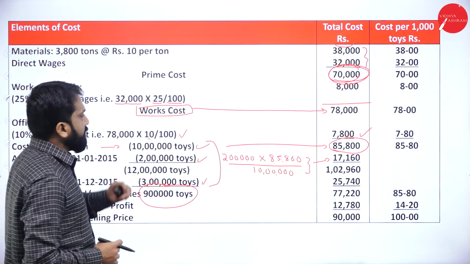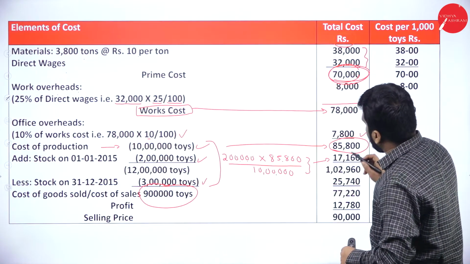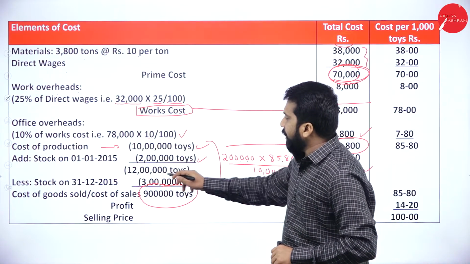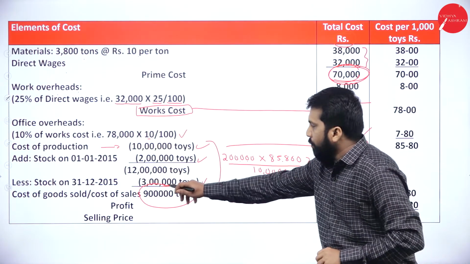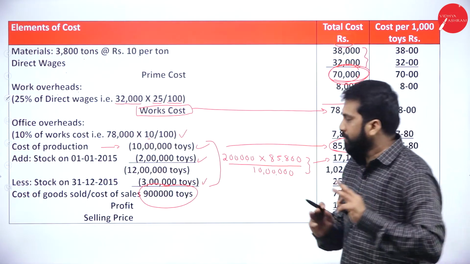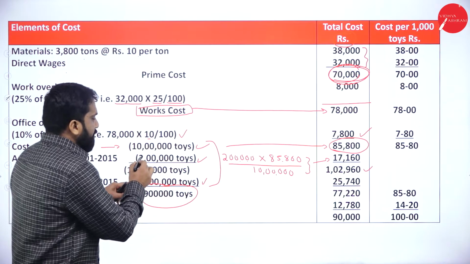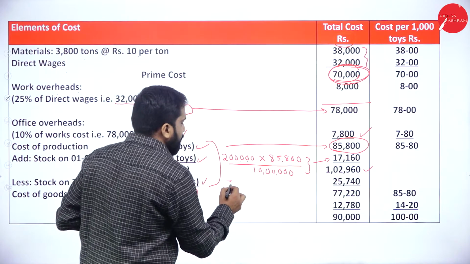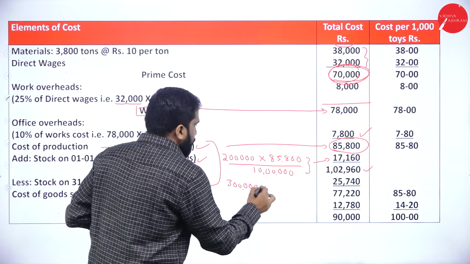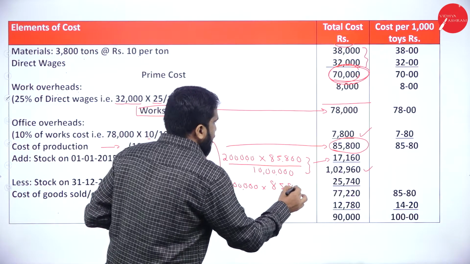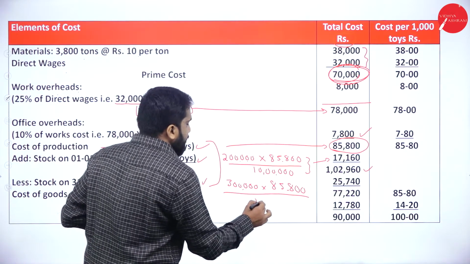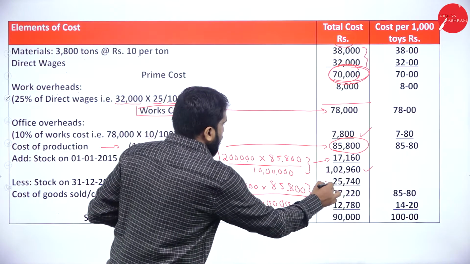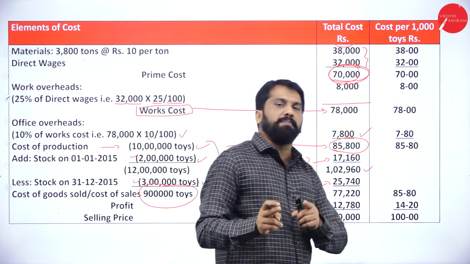Now, this is done. 85,800 minus 17,160, you got 1,02,960. Now, again, you have around 12 lakh toys. That is done. How much for your closing 3 lakh? Simple. Same calculation. You calculated for 2 lakh. Now you calculate for 3 lakh. Same procedure. Instead of 2 lakh, 3 lakh multiplied with 85,800 divided by 10 lakh. So you got 25,740. Hope you are clear.